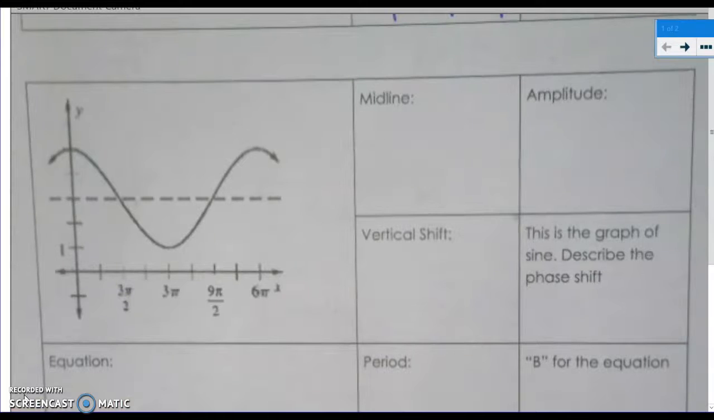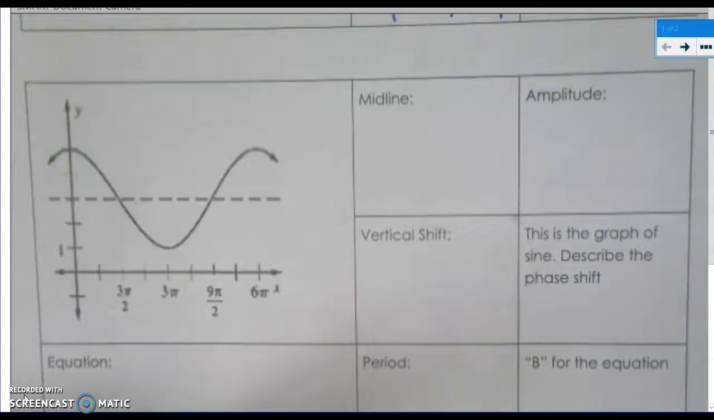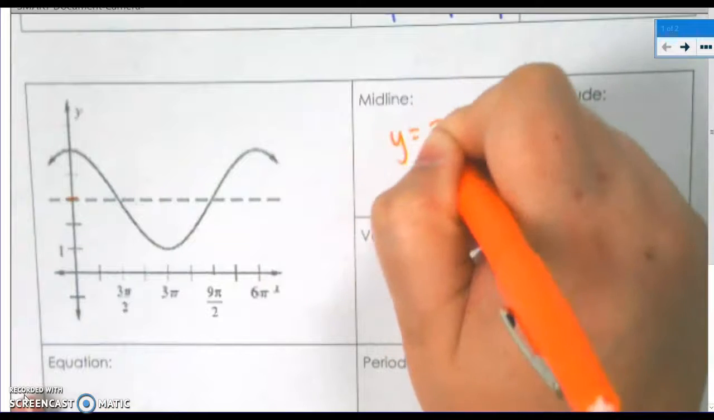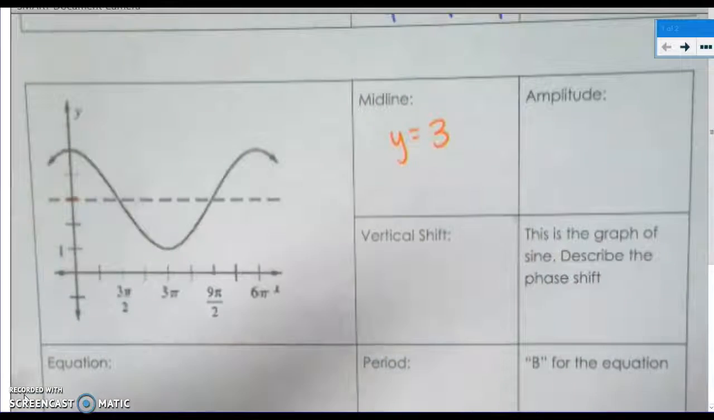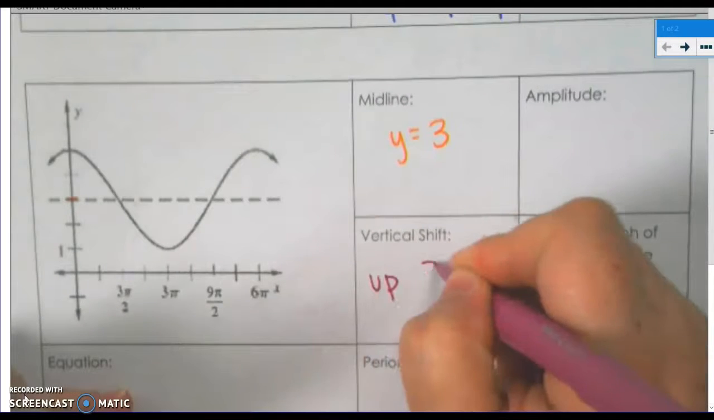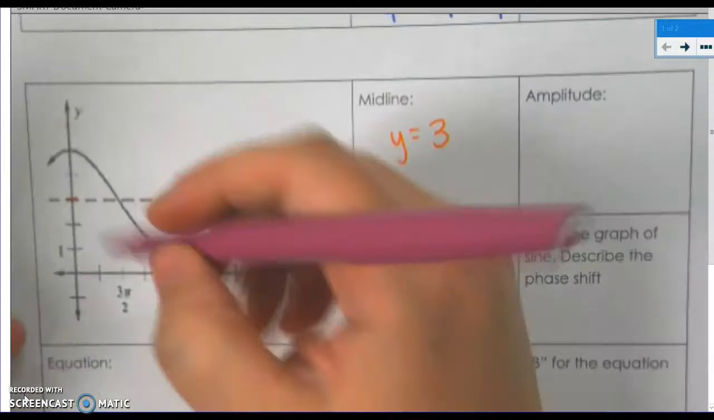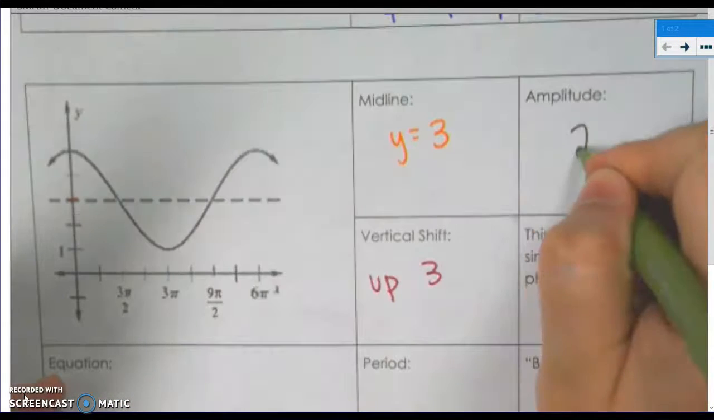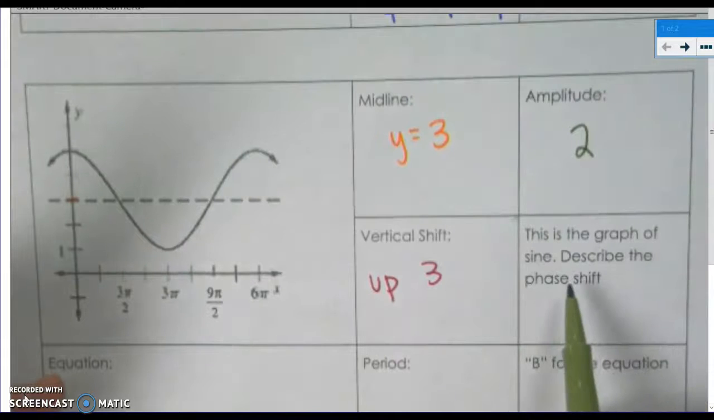All right, the last one, they drew the midline in for me. So 1, 2, 3. So that is my vertical shift, up 3. My amplitude looks like it's 2. And I want this to be sine.